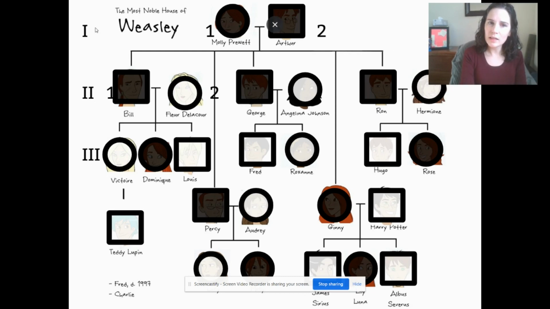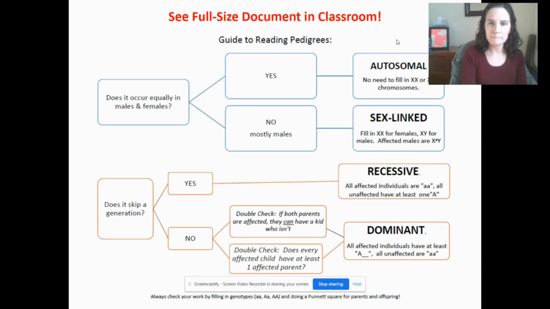So instead, we're going to label the generations with 1, 2, and 3 in Roman numerals, and then we're going to number the people across each row with just regular numbers. So generation 1 dash 1, that's Molly. Generation 1 dash 2, that's Arthur. That way you don't have to explain things like, oh, it's my second aunt's cousin's uncle. No, you just use the numbering system when you're doing that.